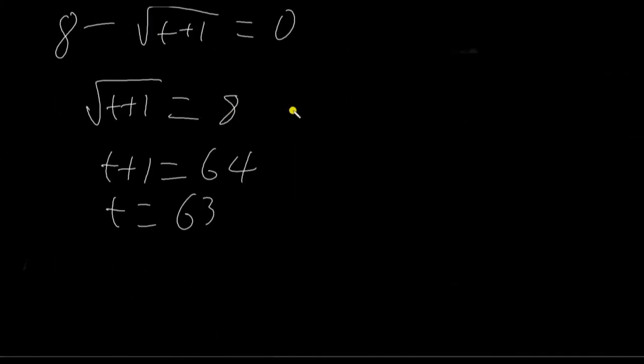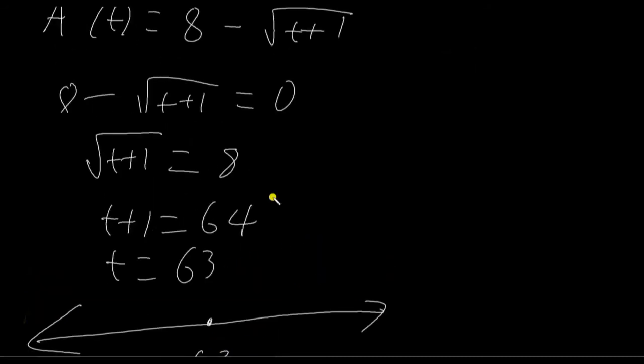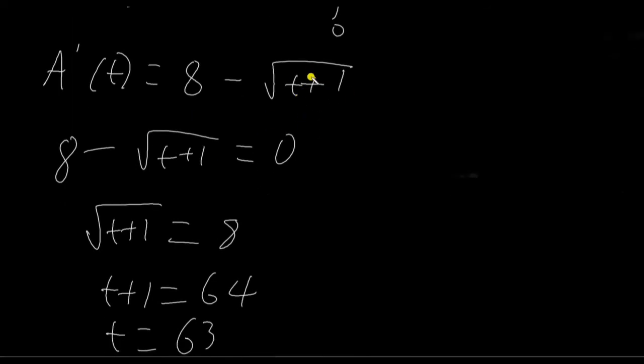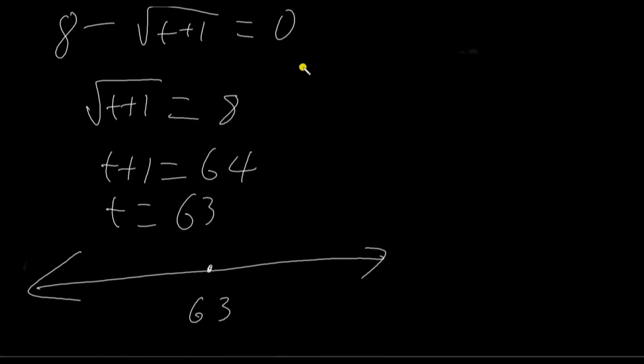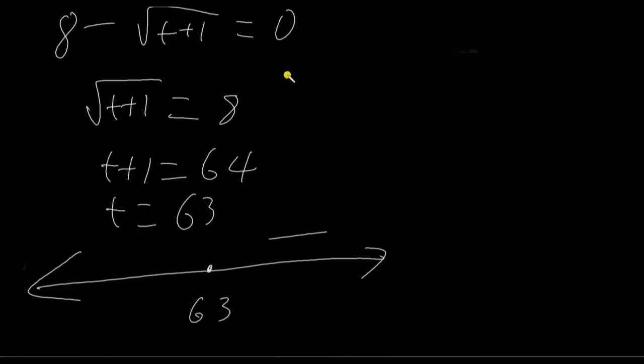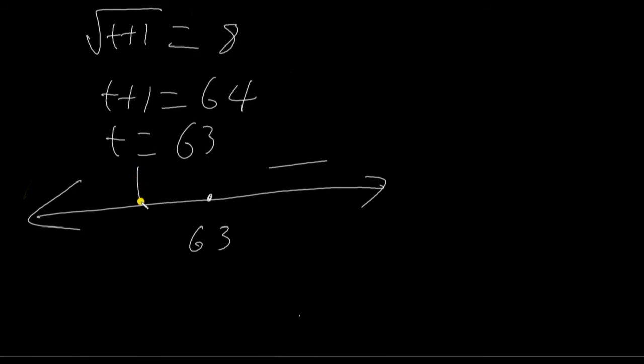And then now we just need to make sure that this is actually a relative maximum and not a relative minimum. And the way that I'm going to choose to do that is by using a number line. Going back to our A prime of t function, if I plug in a number greater than 63 here, it's going to be negative. And if I plug in a number less than 63 into t, this is going to be positive, which means the graph is going up, up, up, and then it's going down, down, down. So this is indeed a relative maximum.